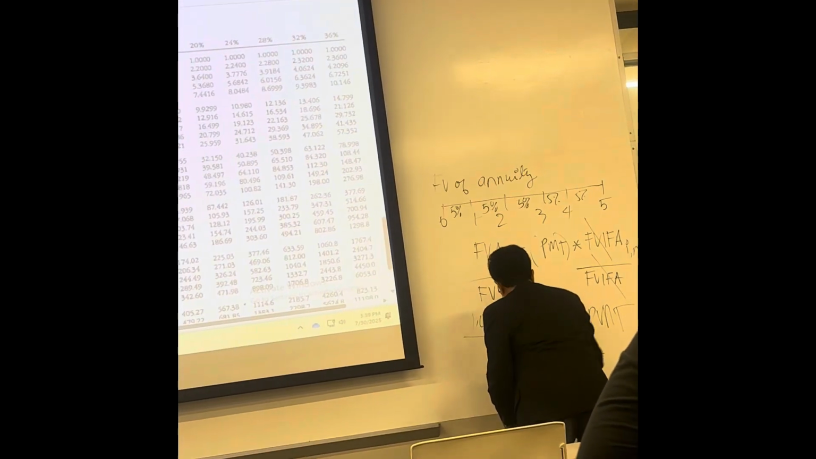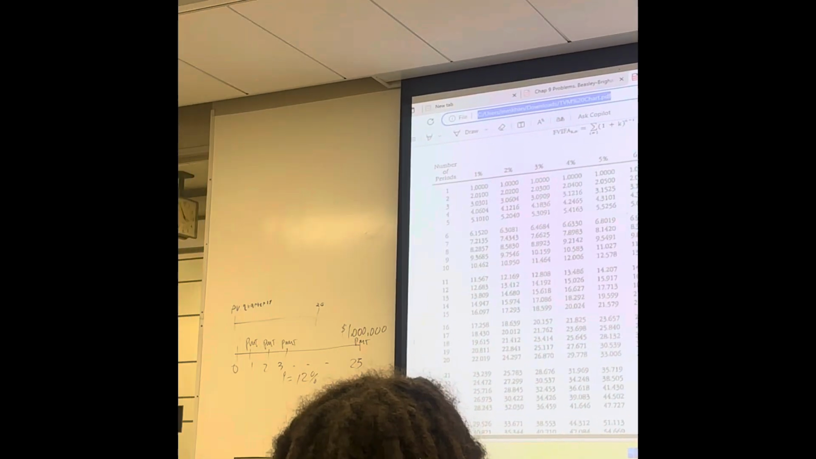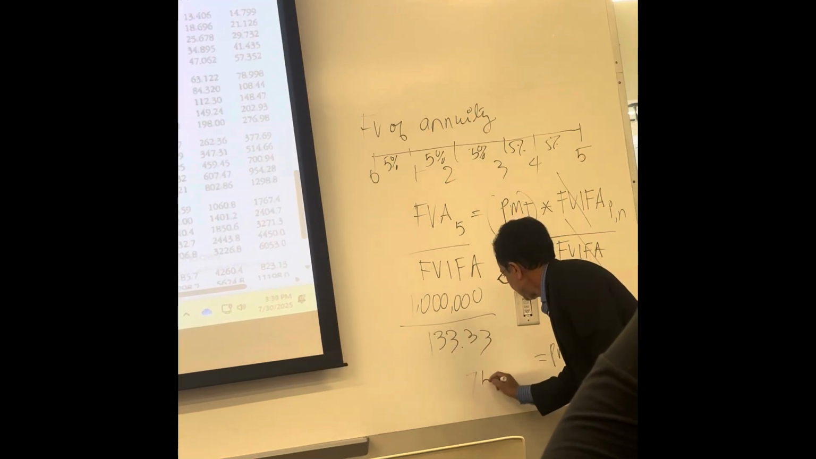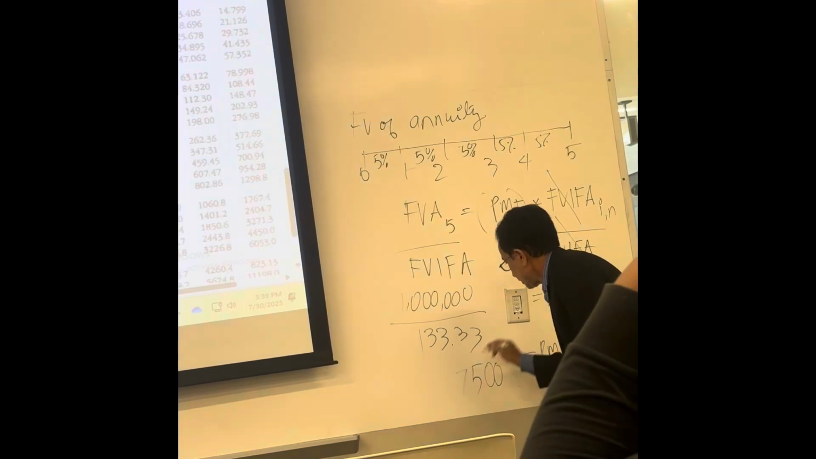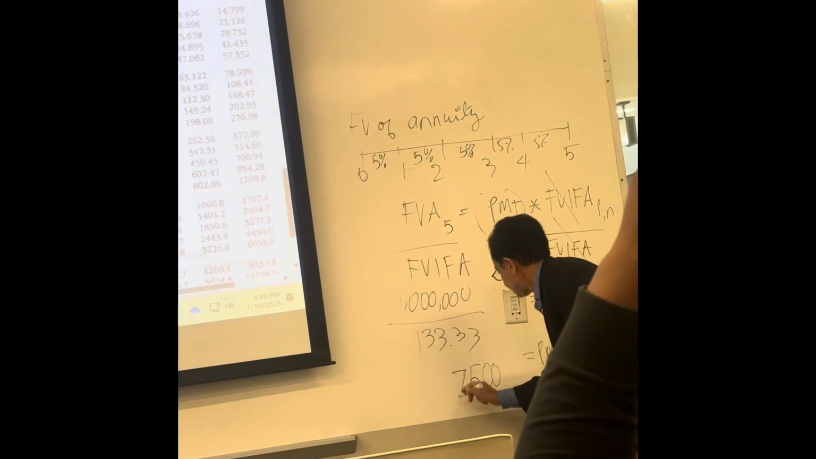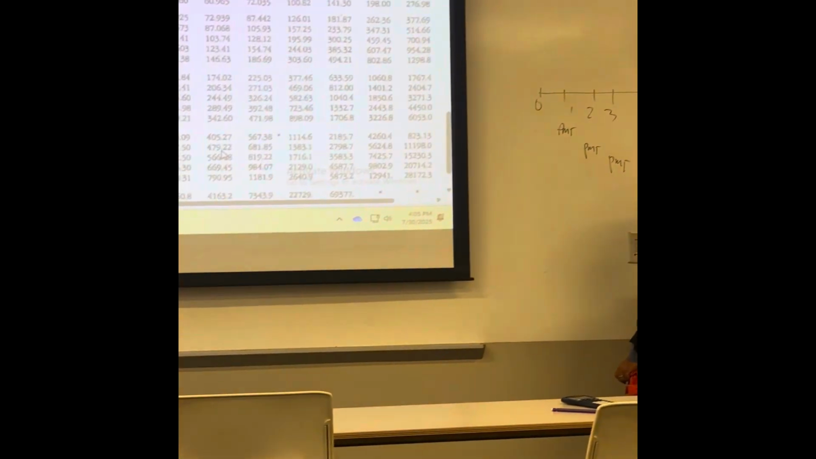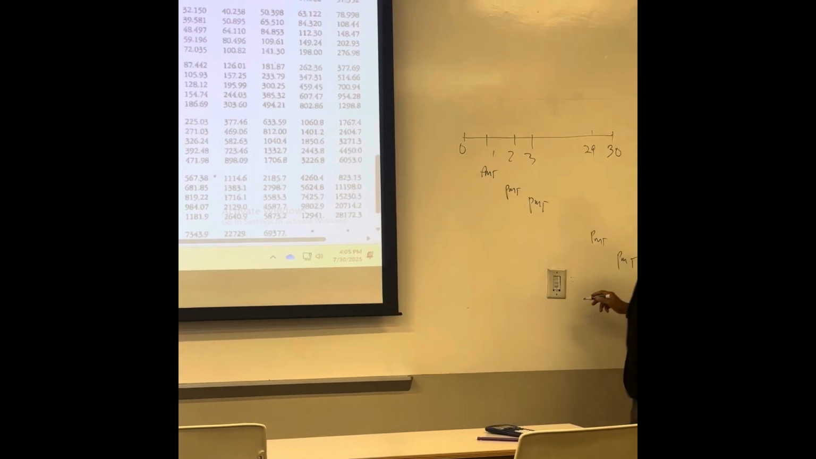That would be if it was 25 years. It's 7,500. Okay, $7,500. This is part of the year. You have 30 payments.